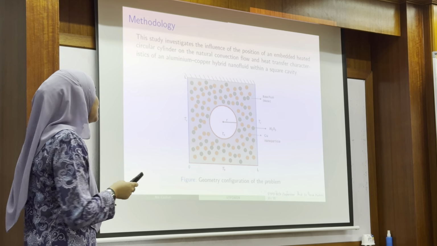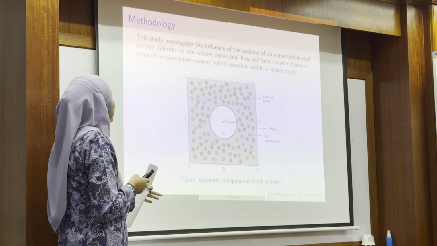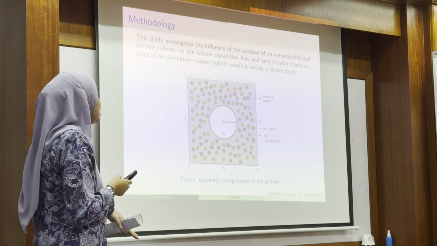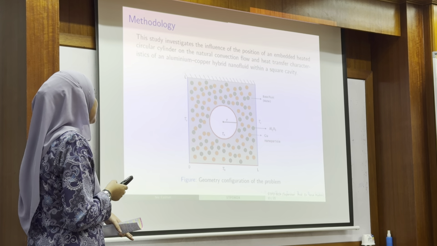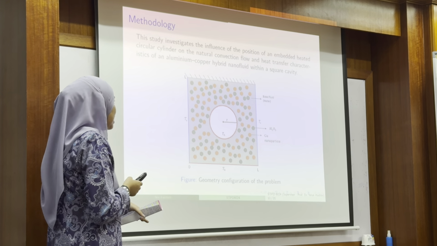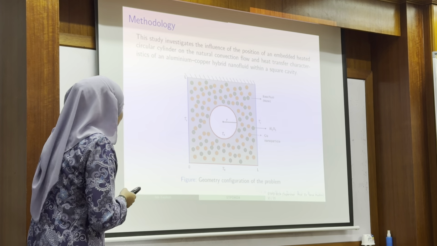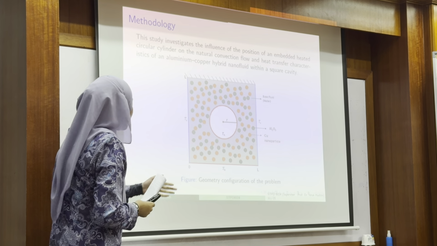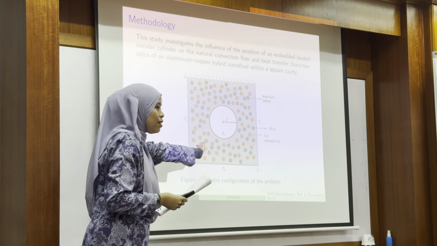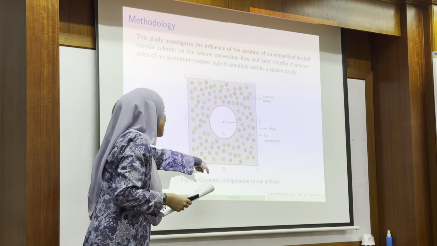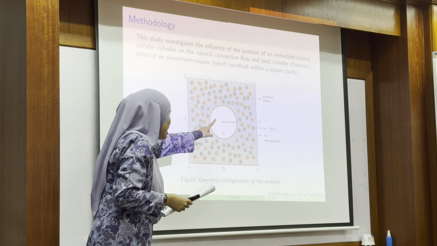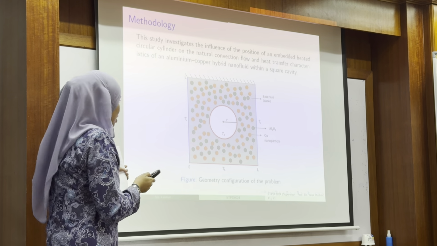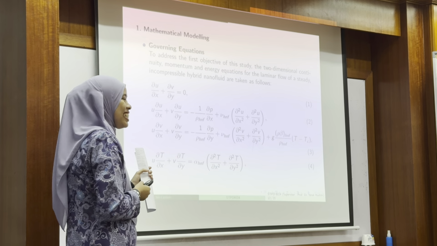Okay, next we move to the methodology. This study investigates the influence of the position of an embedded circular cylinder on the natural convection flow and heat transfer characteristics of an aluminium-copper water hybrid nanofluid within a square cavity. As you can see in the figure, it shows the geometry configuration of the problem. So the sides of the cavity are the cool walls, and the bottom is heated along with the embedded circular cylinder with radius r. The top wall is adiabatic.